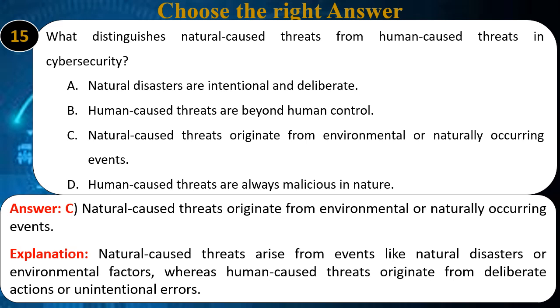Natural threats arise from environmental factors beyond human control, such as storms, earthquakes, or solar flares. These events can damage infrastructure, disrupt communication, and lead to data loss. But they don't involve any deliberate human action. Human-caused threats, on the other hand, can be unintentional or malicious, but they all stem from human activity. This includes accidental mistakes, system misconfigurations, software vulnerabilities, and deliberate cyber attacks.